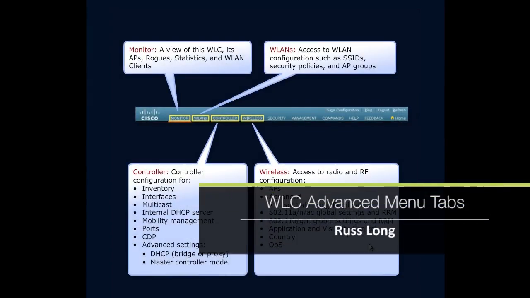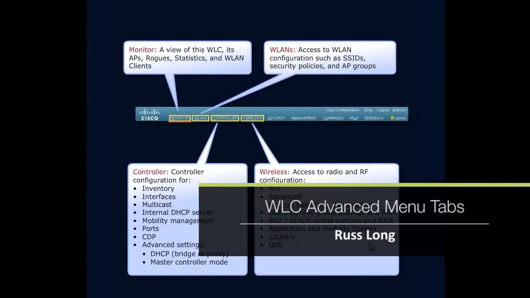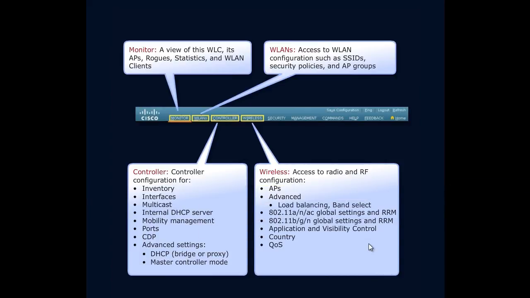So let's look at some of the advanced menu tabs. When I click advanced, it takes me to that and I have all these different options. Now monitor, as we discussed, is an overall view of the wireless LAN controller and anything that's connected to it. Also, it'll bring up any rogues I find, statistics, wireless LAN and clients.